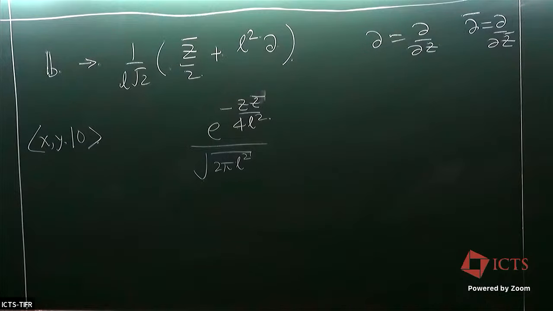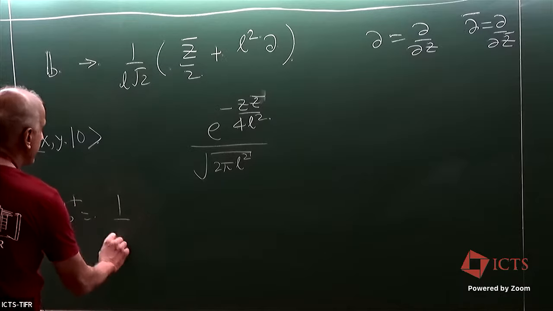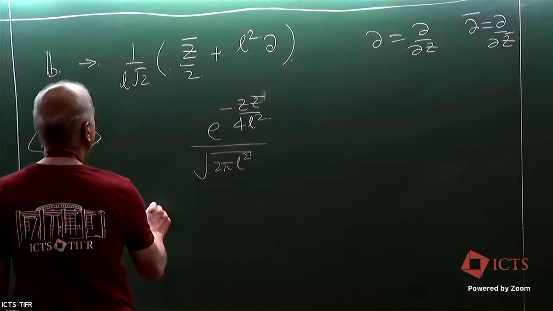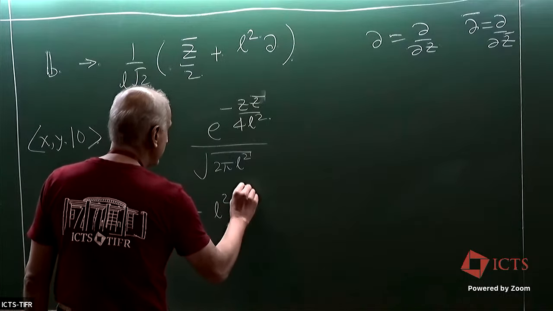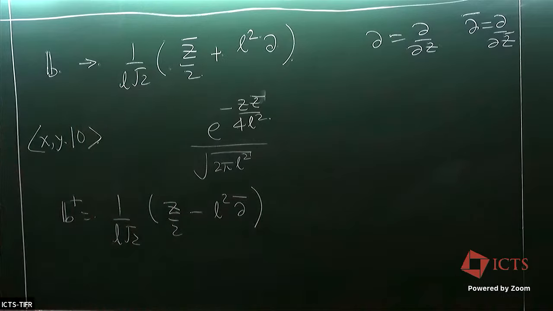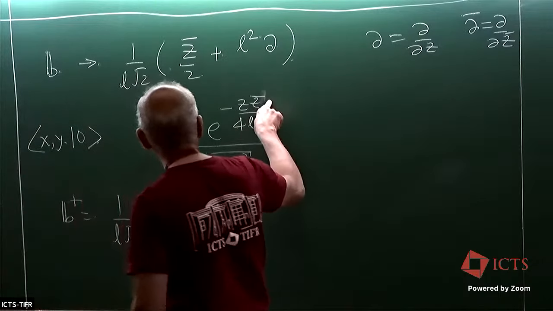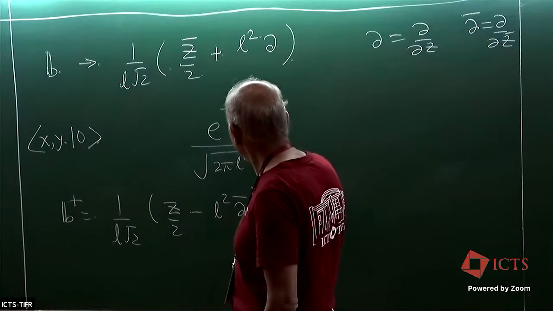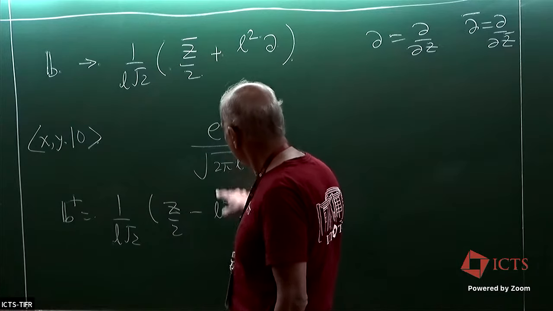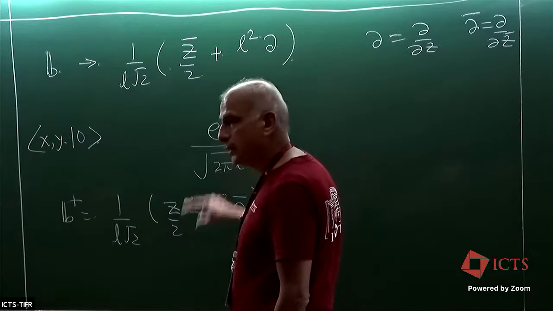And now I want to create all these M states. So what are these M states? I have to apply B dagger to the M. What is B dagger? Again, I invite you to check it. It's L root 2, and then there's going to be some Z over 2 minus L squared D bar. That is what B dagger is. So you apply that. And the nice thing about this D bar is that when D bar acts upon this, it produces another Z. Okay, because you're thinking of Z and Z bar as independent variables now. So D bar acting on this Gaussian gives you a Z.